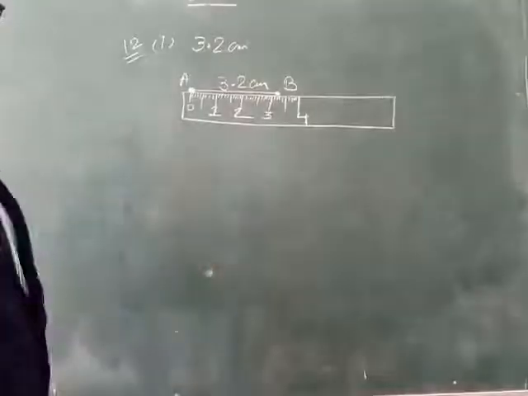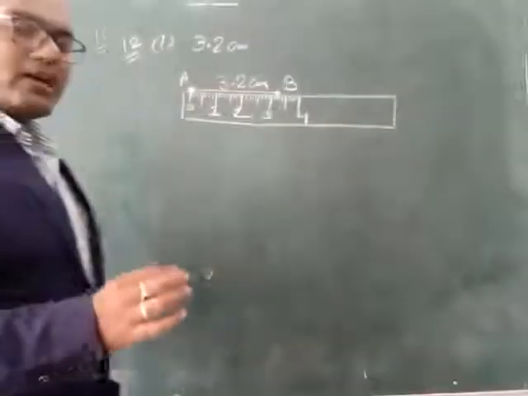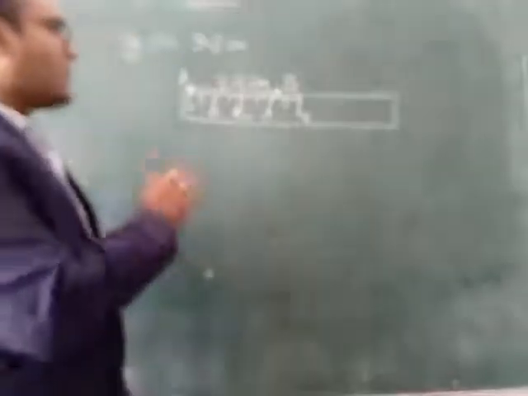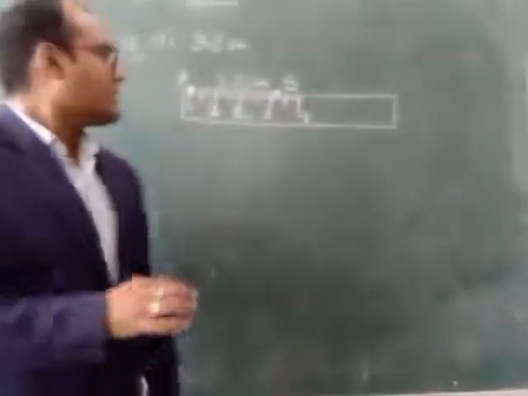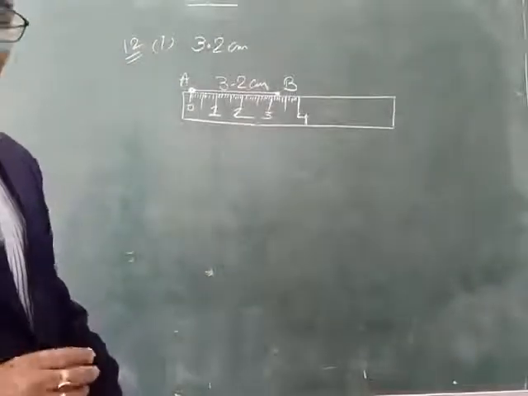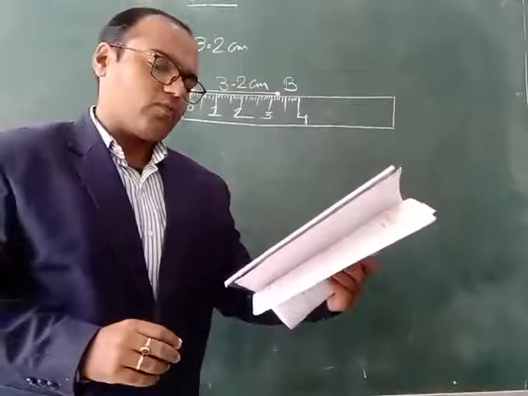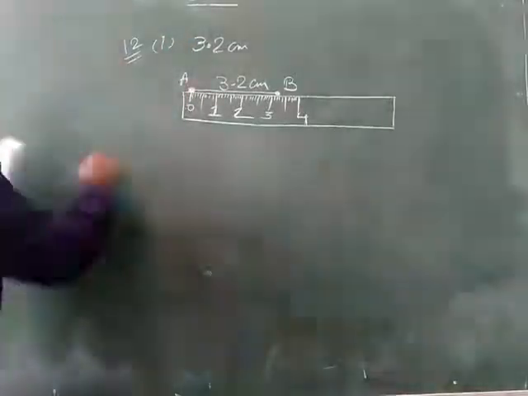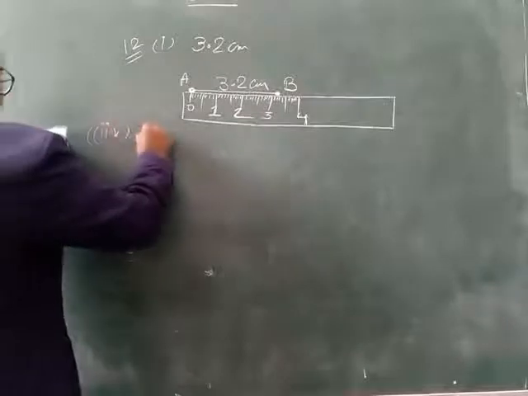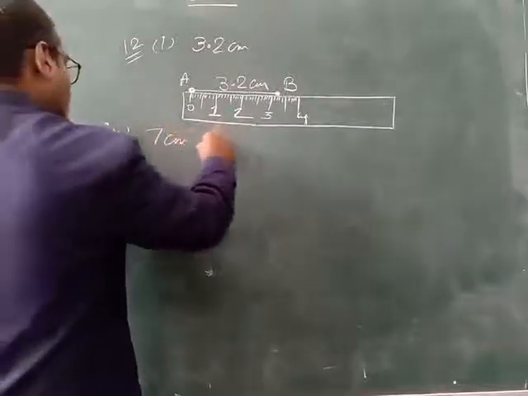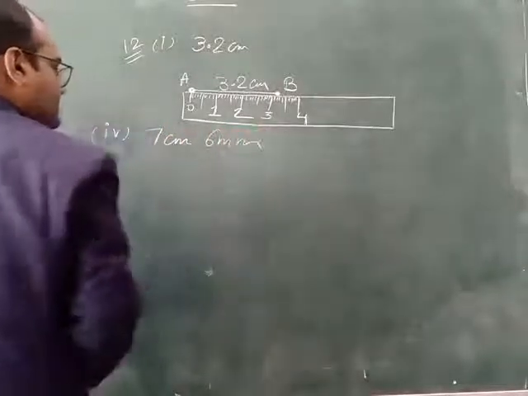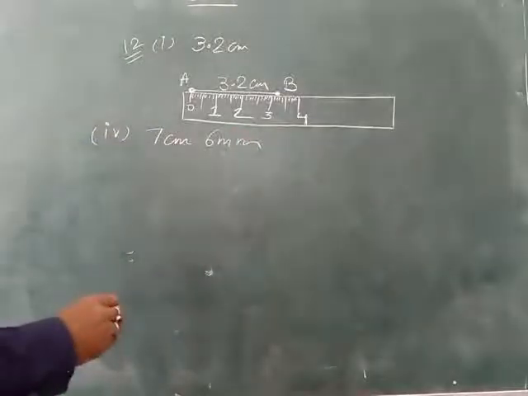So like this you have to do this question. You have to use the scale and pencil only. With the help of the scale and pencil, you have to draw the line segment of length 3.2 centimeter. Now the fourth part is 7 centimeter 6 millimeter.